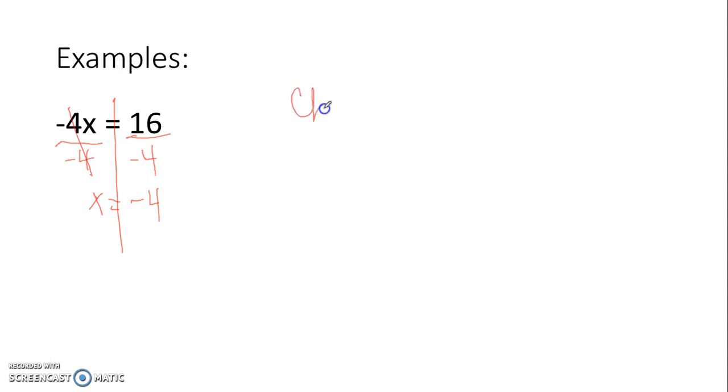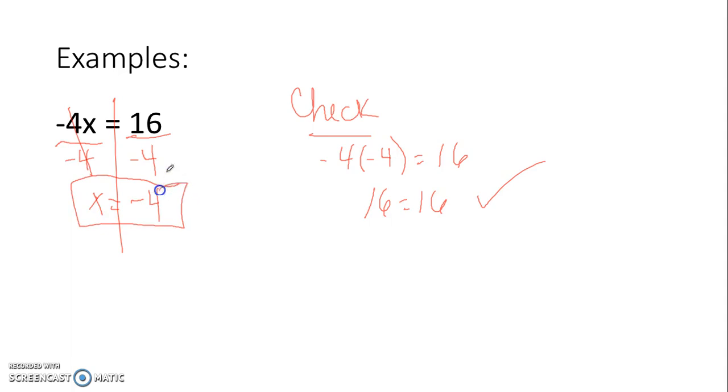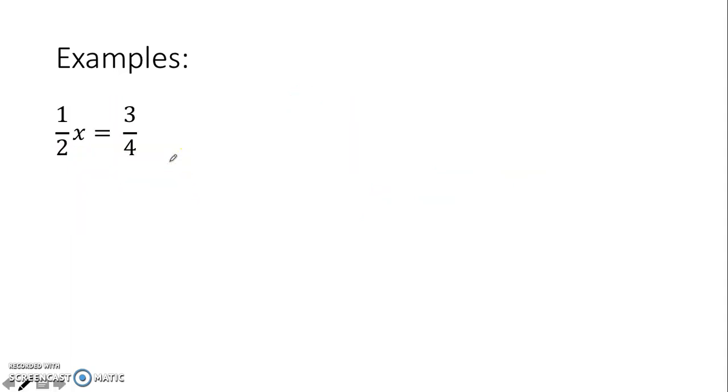So now let's check our work. We have negative 4 times negative 4 is equal to 16. Right, negative 4 times negative 4 is 16. So this does check out. Our answer is x is equal to negative 4. Let's take a look at the next one.